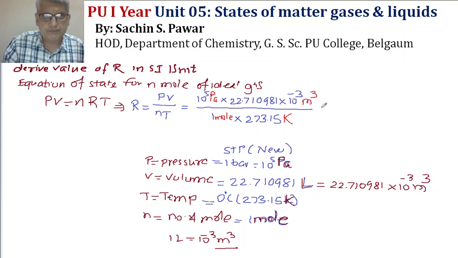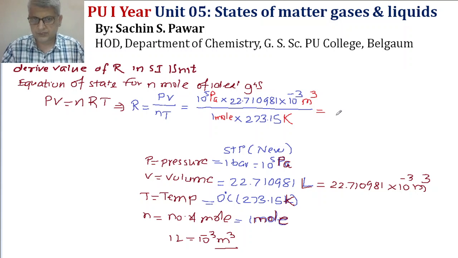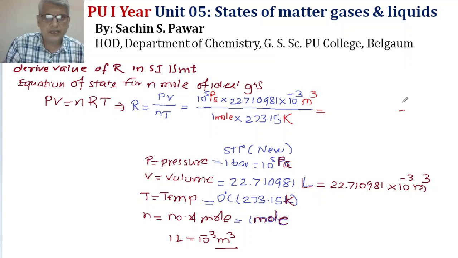So that comes out to be... I just need a calculator. So I'll just go to the calculator in my computer, or if you have a calculator, you can just open it. For the calculation, 10 to the power 5 into 10 to the power minus 3: 5 minus 3 is 2, so 10 to the power 2 will remain in the numerator, that's fine.